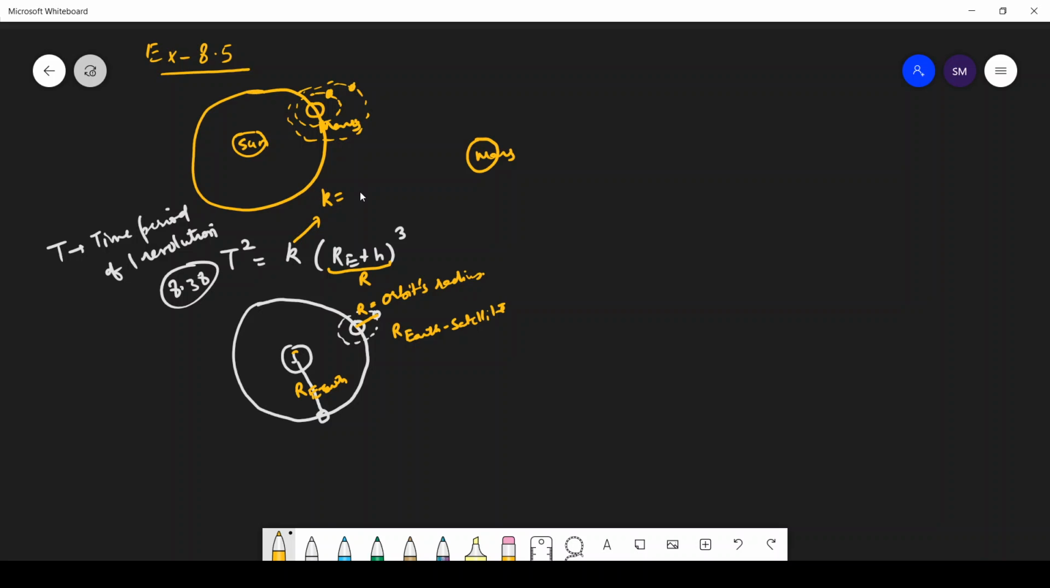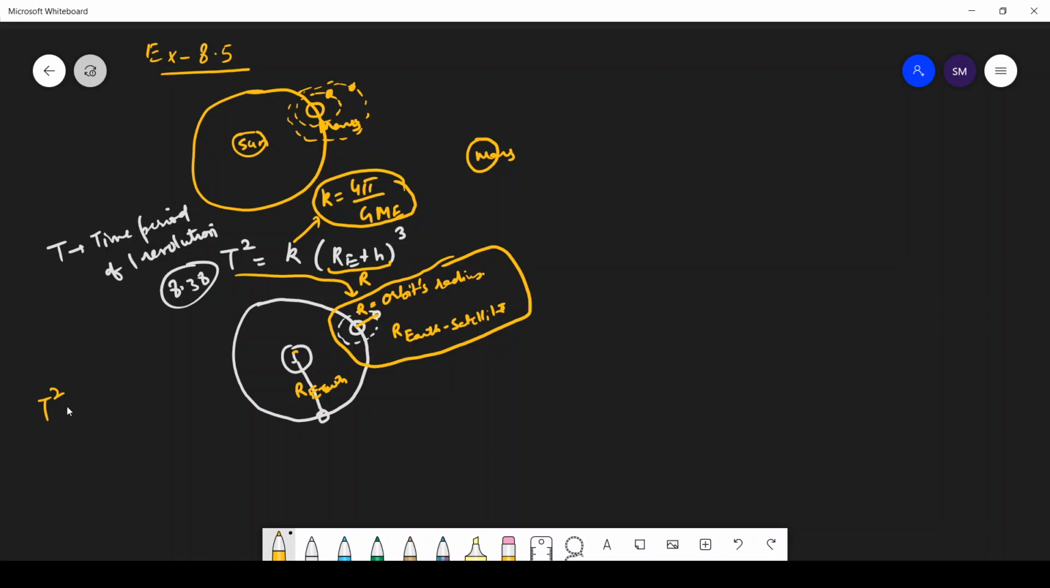The value of K is equal to 4 pi upon GME. That's the value of K. So we have written this exclusively for the Earth satellite. So this is the time period of one revolution for the Earth satellite. This is the mass of Earth, this is the radius of the Earth. See, we have nowhere here the mass of the satellite. See, mass of the satellite is not part of T square. Can you see this, students?